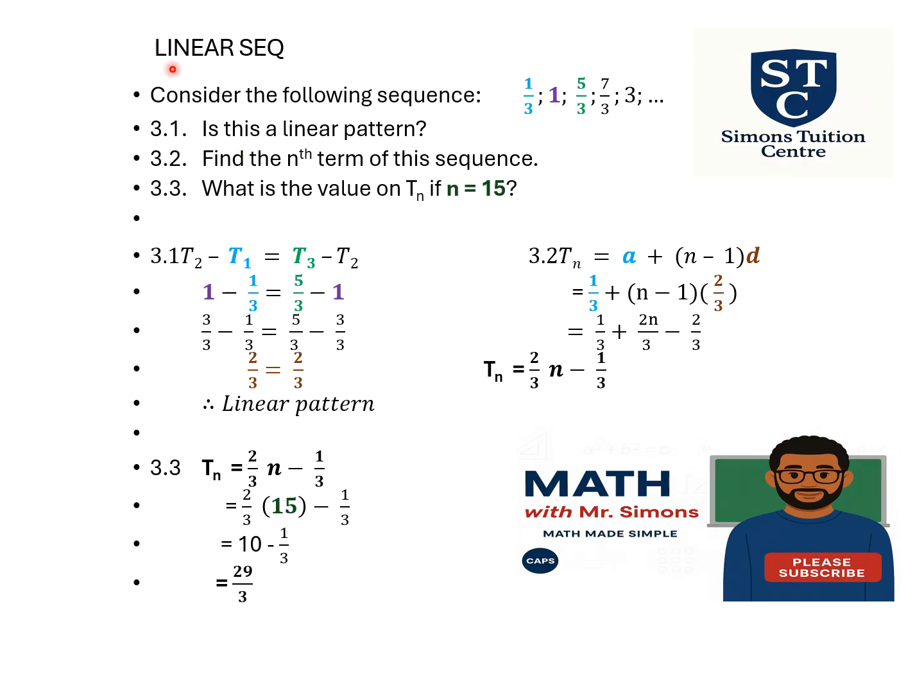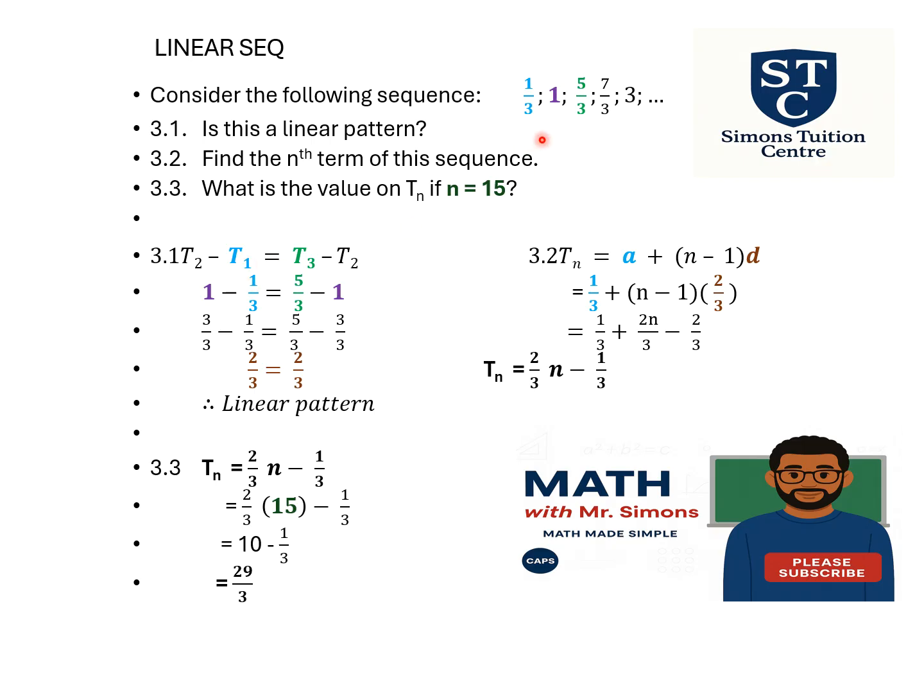Alright, problem number 3. Every other occasion we know your learners don't like fractions, so we can give you a linear sequence in fraction format. Just to show you how we can change the question, 3.1: is this a linear pattern? For something to be a linear pattern, term 2 minus term 1 must equal term 3 minus term 2. The common difference must be the same.